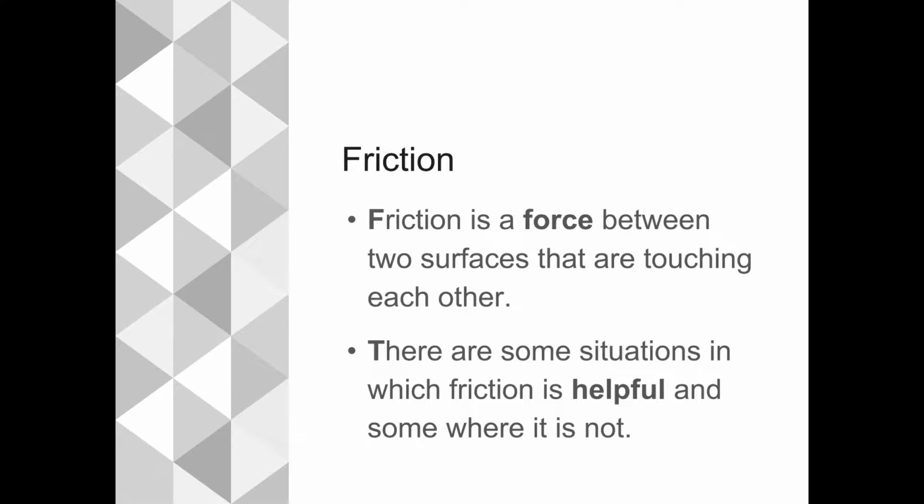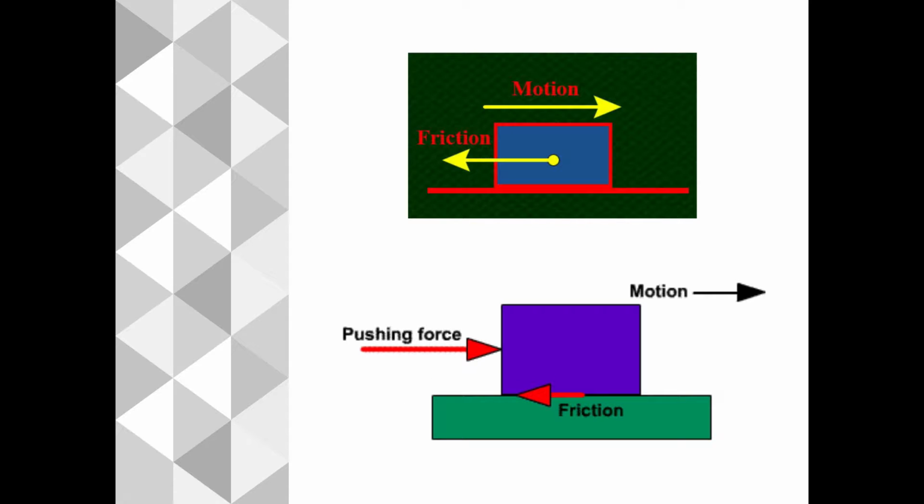In this video, I just want to talk about friction. So at the basic level, friction is a force between two surfaces that are touching each other. And there are some situations in which friction is helpful and some where it is not helpful. Okay, so I'm just going to show you a few pictures where friction is helpful and a few other pictures where it is not helpful. But first of all, let's start with what the force is.